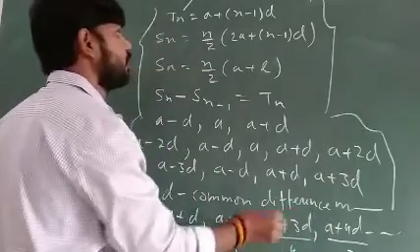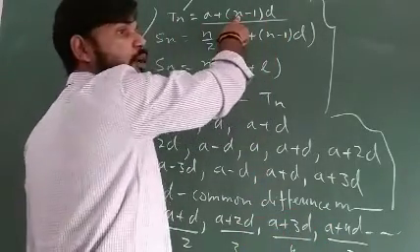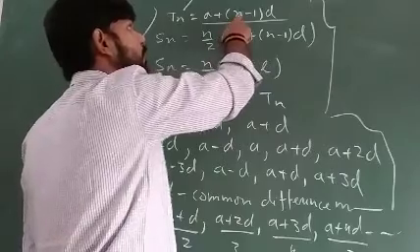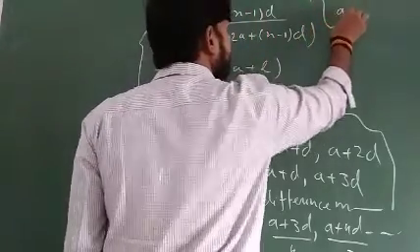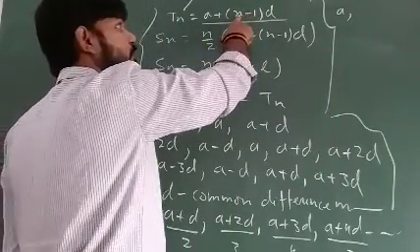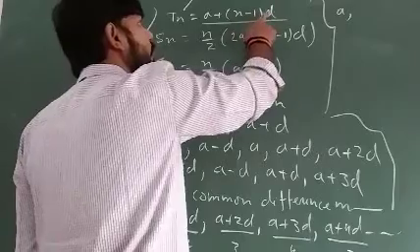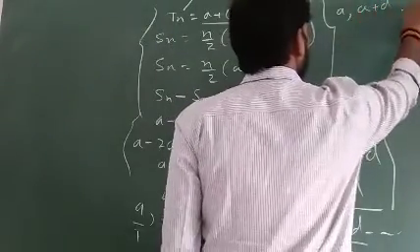How are you getting this? You are getting this from the formula. For the first term, you will have n equals 1. n equals 1 means 1 minus 1 will be 0, 0 into d will be 0, so the first term will be a. And for the second term, you will have 2 minus 1, which will be 1, so 1 into d plus a, that is a plus d, and so on.